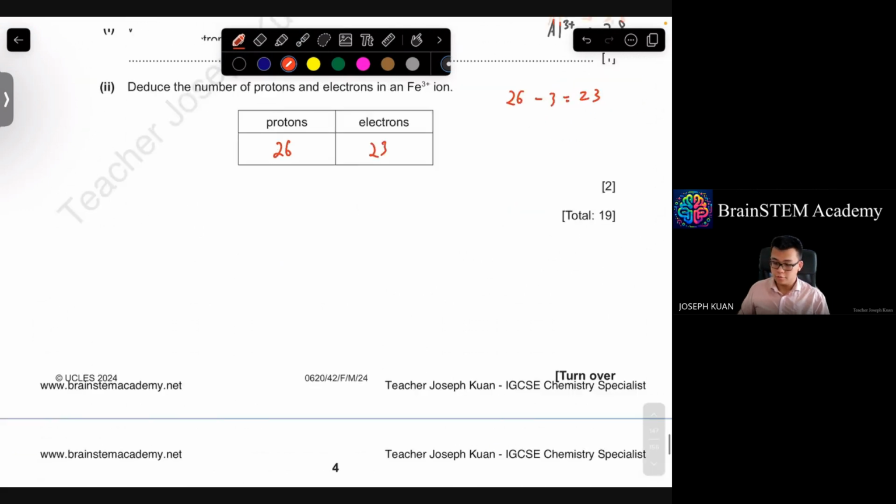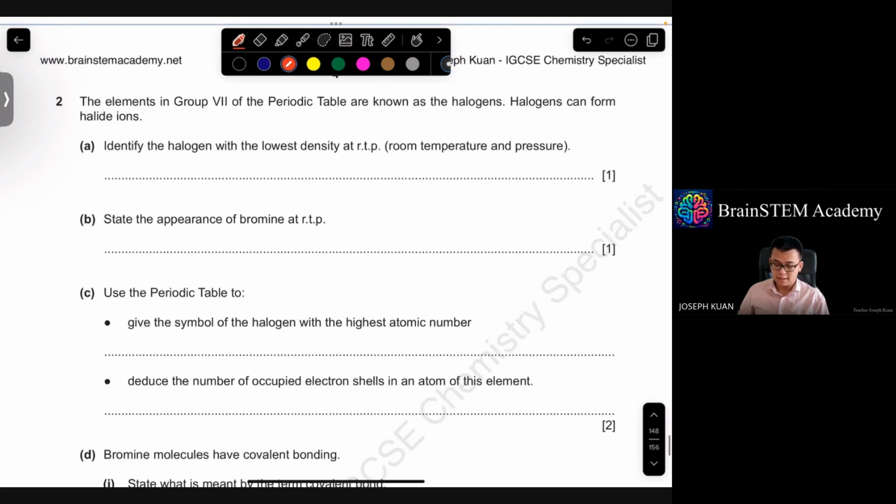Okay, let's move on. The elements in group 7 of the periodic table are known as halogens. Halogens can form halide ions. Identify the halogen with the lowest density at RTP. So the lowest density halogen would be fluorine, because going down the group, the density will increase. State the appearance of bromine at RTP. So it is actually a brown liquid, bright brown liquid.